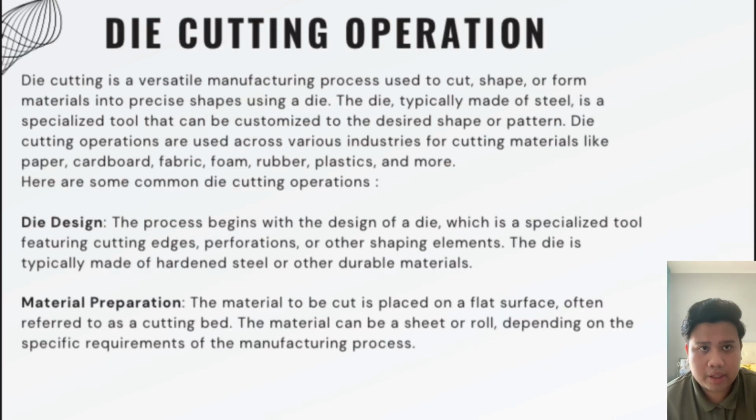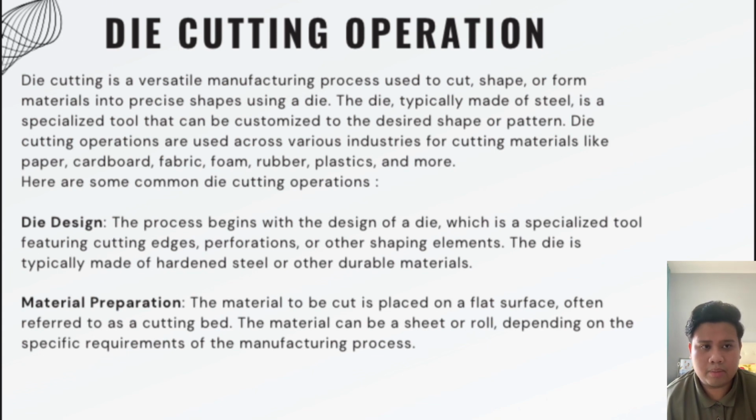Die cutting operation. Die cutting is a versatile manufacturing process used to cut, shape, or form material into precise shapes using a die. Die design. The process begins with the design of a die, which is a specialized tool featuring cutting edges, perforations, or other shaping elements. The die is typically made of hardened steel or other durable material.